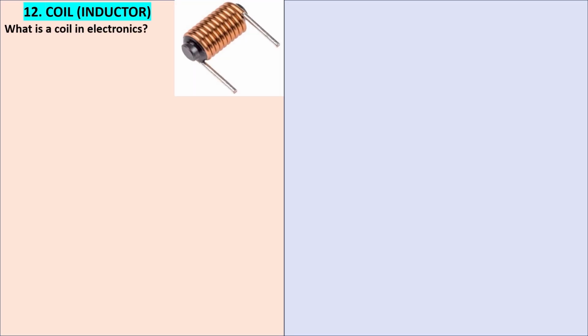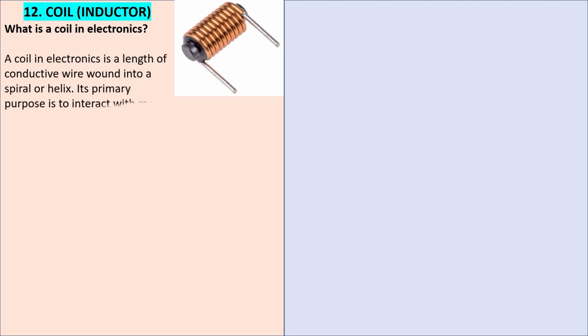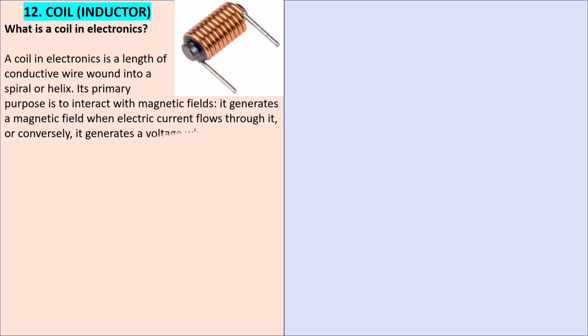Number 12, our final component, coil, inductor. There's a picture of a coil. What is a coil in electronics? A coil in electronics is a length of conductive wire wound into a spiral or helix. Its primary purpose is to interact with magnetic fields.